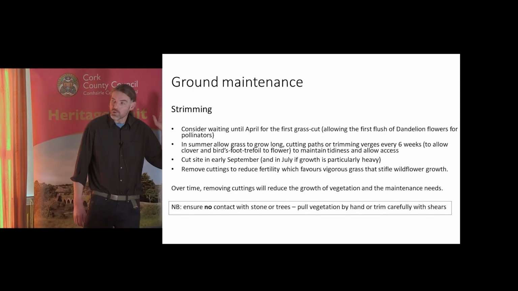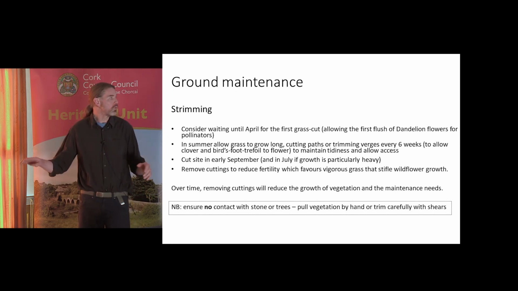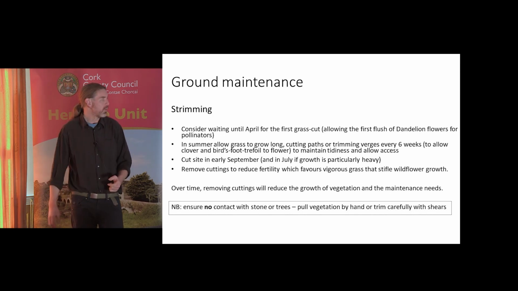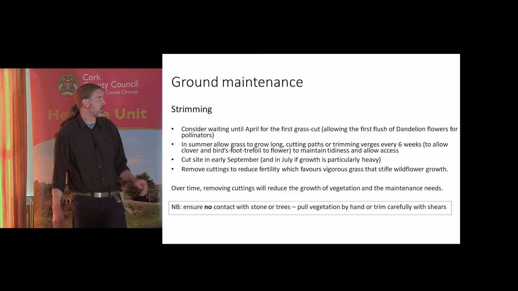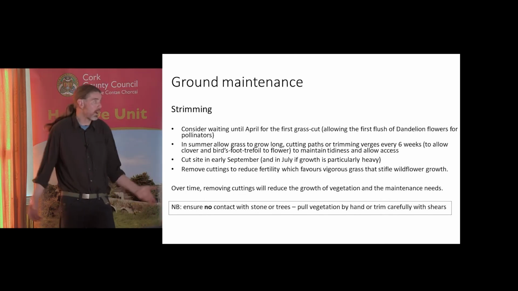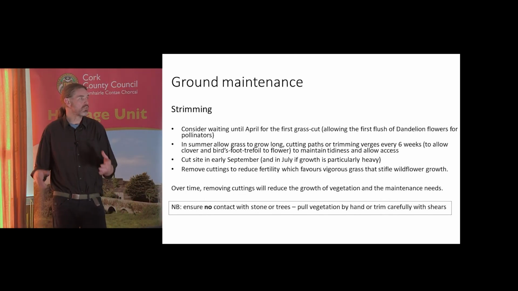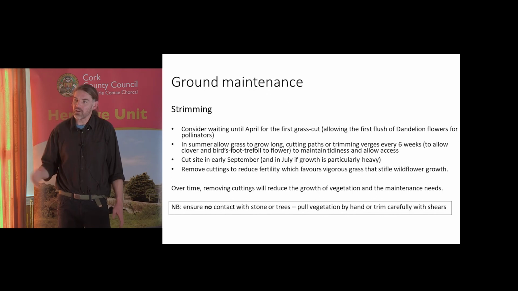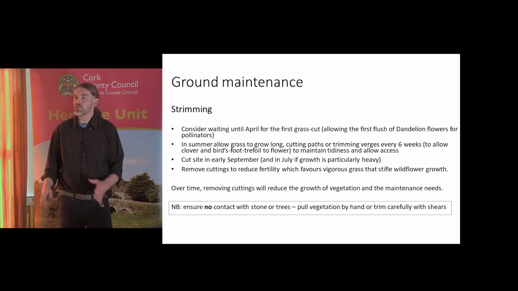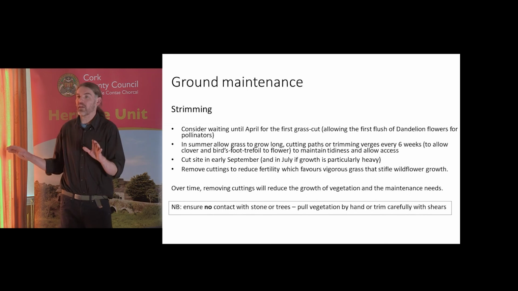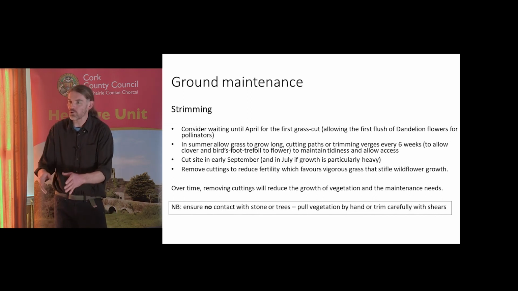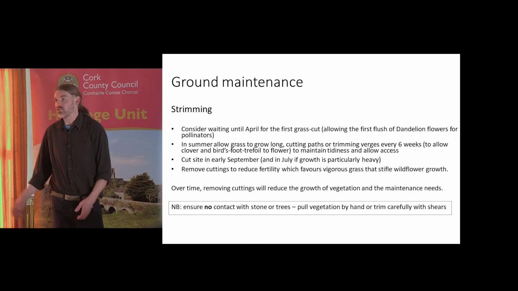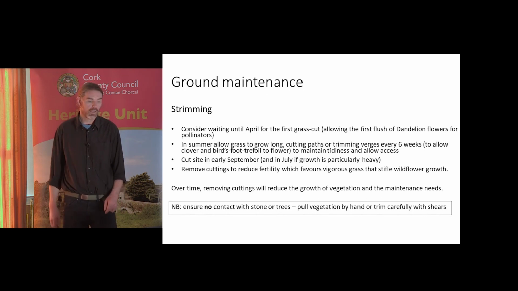So do two full cuts during the year. Consider waiting until April after the first flush of dandelions to feed the pollinators, and then cut the lot. In the summer, this is a suggested method, allow the grass to grow long, but cut paths through, well time-proven routes around the graveyard. This also helps to show that it's not just been abandoned. You've got a maintained zone, and then another area of richer natural heritage that you can stray into, but at your own peril, because there could be lots of hidden trip hazards.